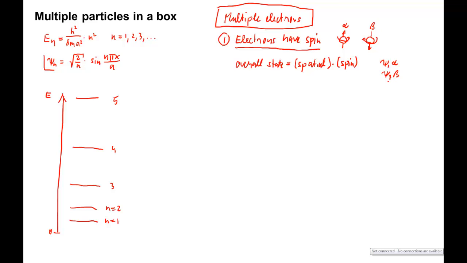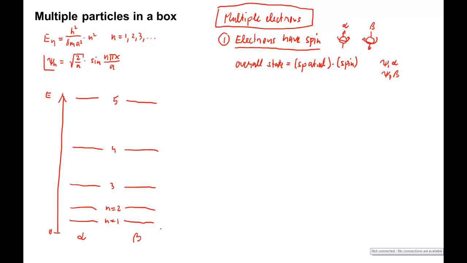With this principle, we have to extend the energy level diagram. Each energy level is actually doubly degenerate, as an electron in a given spatial state can be either spin up, alpha, or spin down, beta.